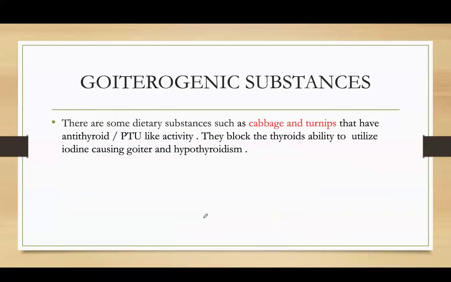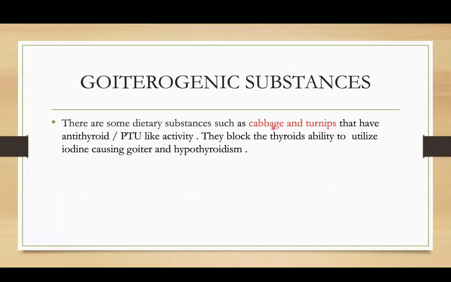So we have things called goiterogenic. We have some things that have anti-thyroid activity or PTU-like activity. PTU meaning propylthiouracil, and these are called goiterogenic substances, right? Let me just get a laser. Goiterogenic substances, and examples of this are cabbage and turnips.